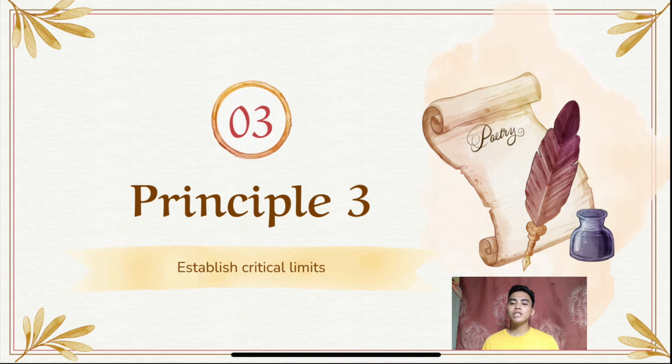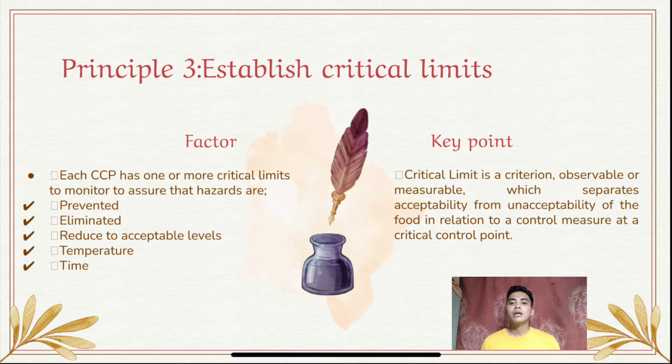Principle 3. Establish critical limits. Each CCP has one or more critical limits to monitor to assure that hazards are prevented, eliminated, or reduced to acceptable levels, such as temperature and time. A critical limit is a criterion, observable or measurable, which separates acceptability from unacceptability of the food in relation to a control measure at a critical control point.